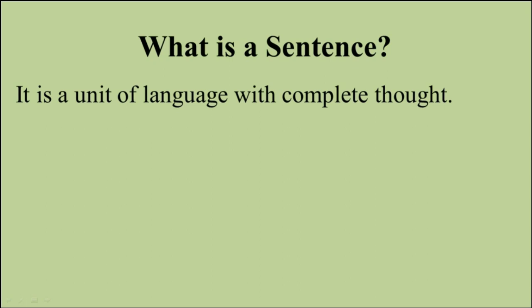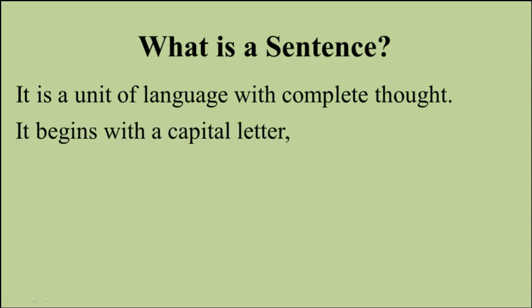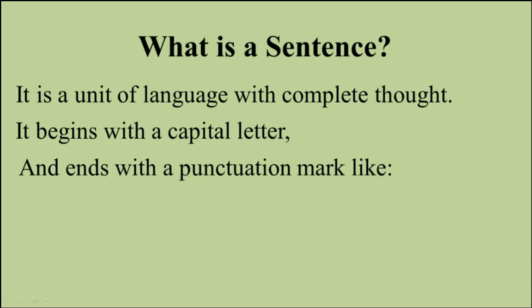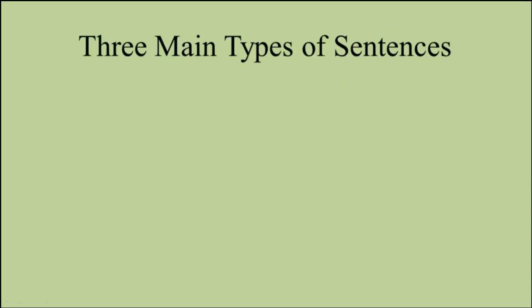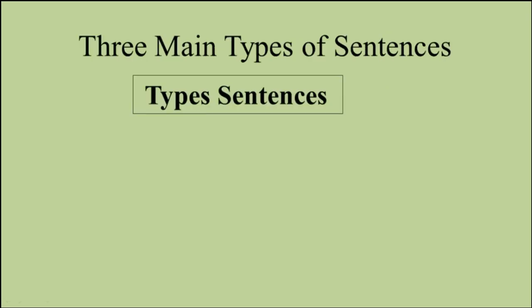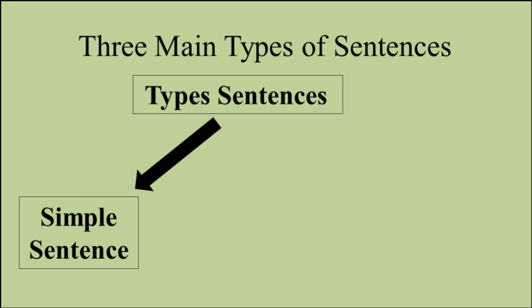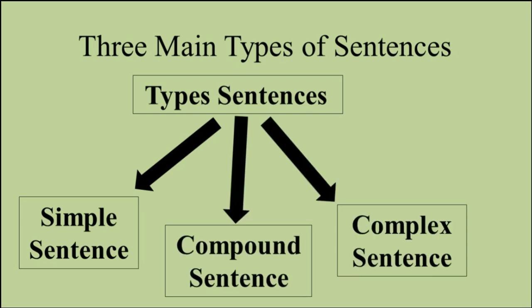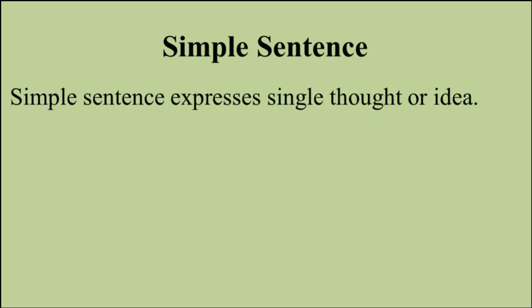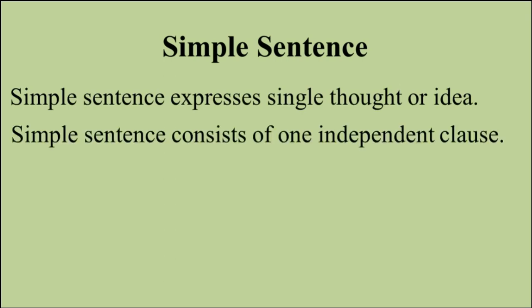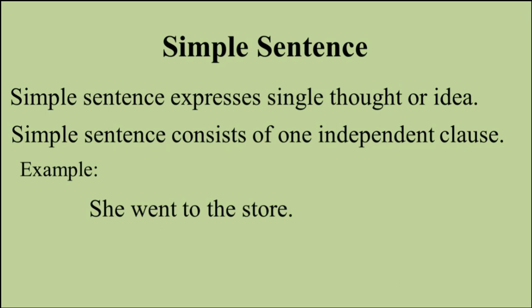What is a sentence? It is a unit of language with a complete thought. It begins with a capital letter and ends with a punctuation mark like a period, question mark, or exclamation mark. Three main types of sentences: simple sentence, compound sentence, complex sentence. A simple sentence expresses a single thought or idea and consists of one independent clause. Example: he went to the store.